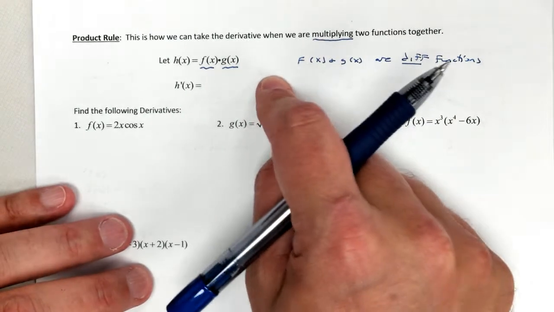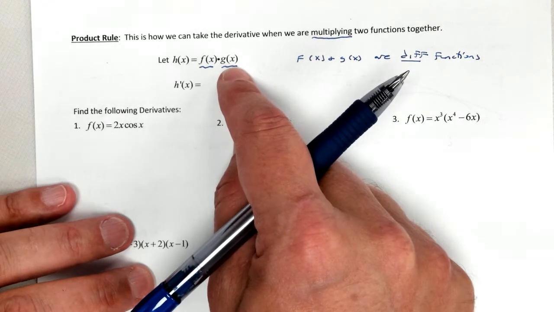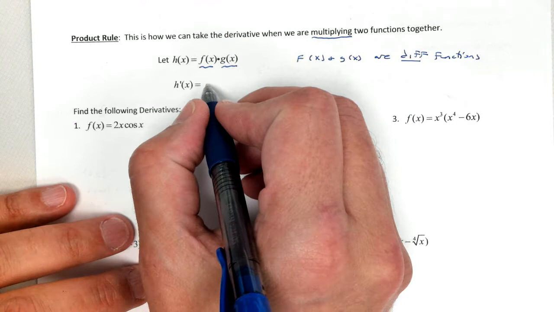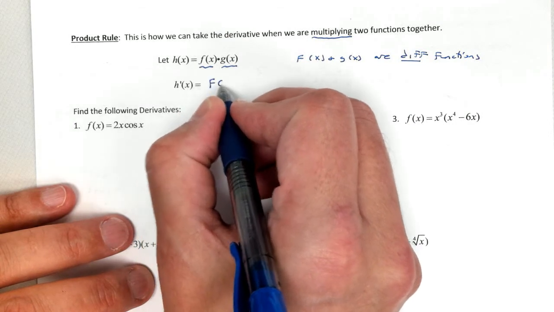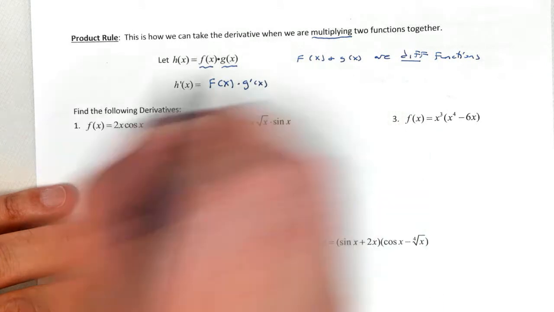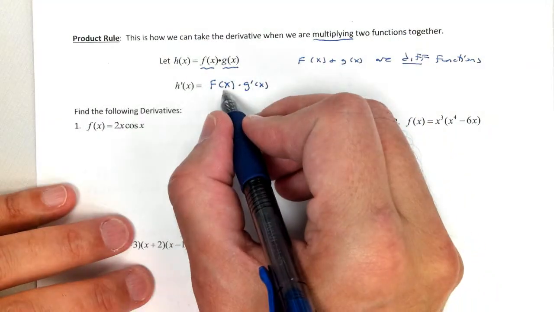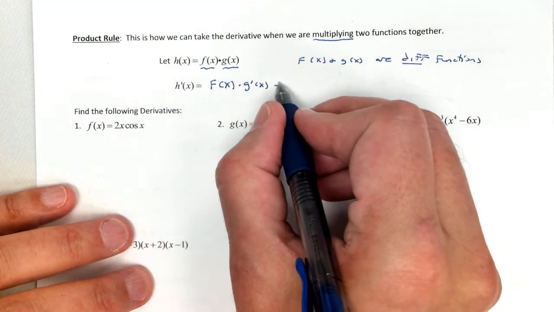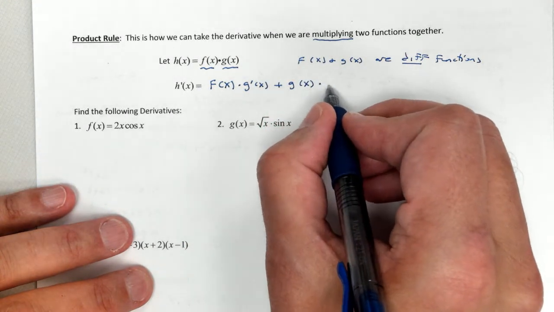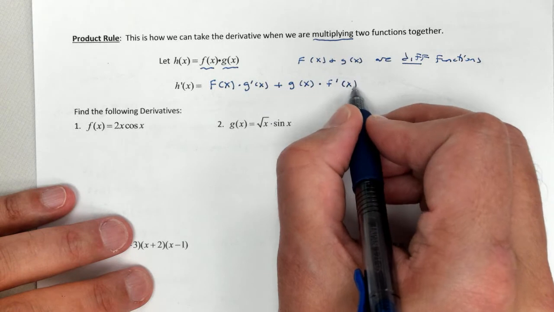Well, we're not going to go into how we get this rule. We're just going to talk about what the rule is. And this is pretty easy. What we're going to do is take the first function, f of x, multiply that by the derivative of our second function. So it's f times g prime, plus the second function, multiply that by the derivative of the first function.